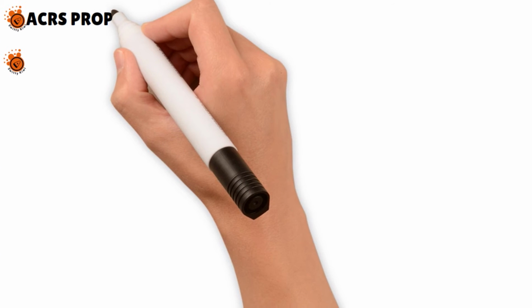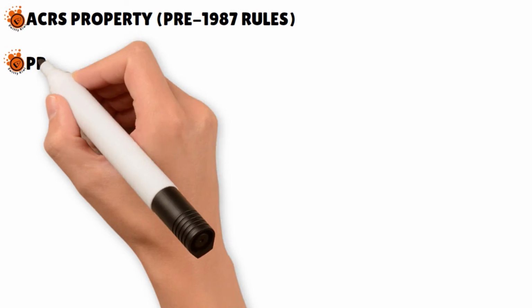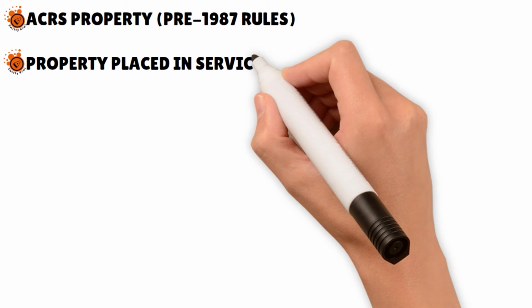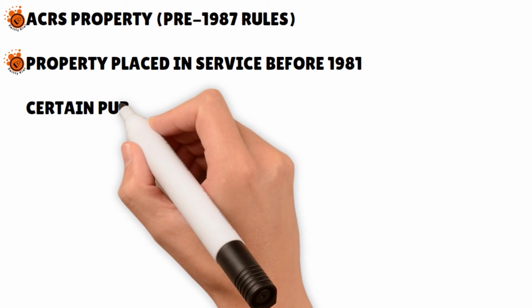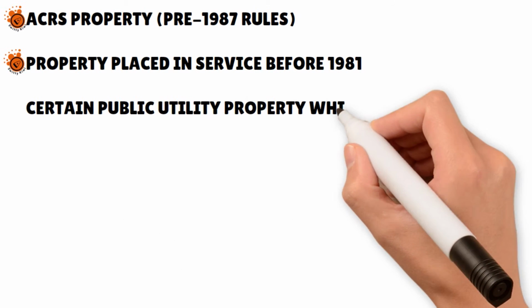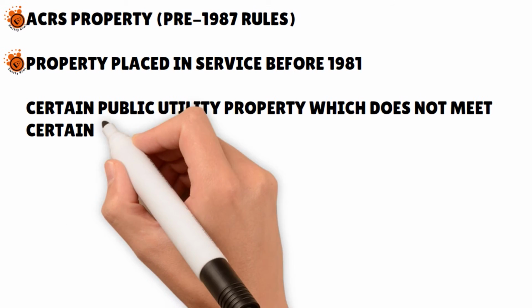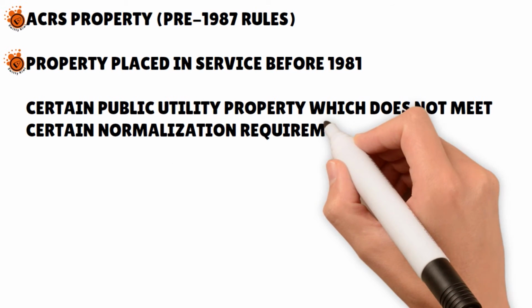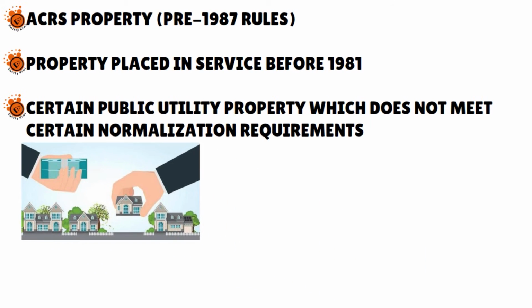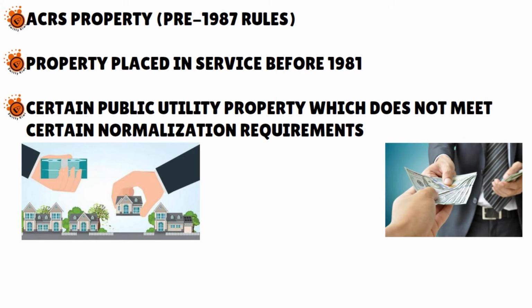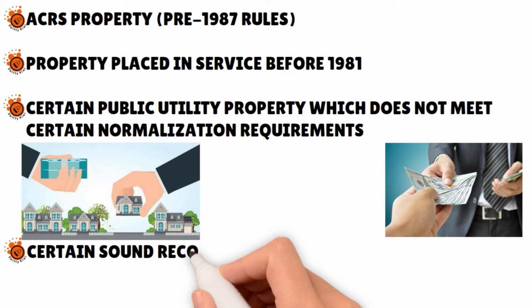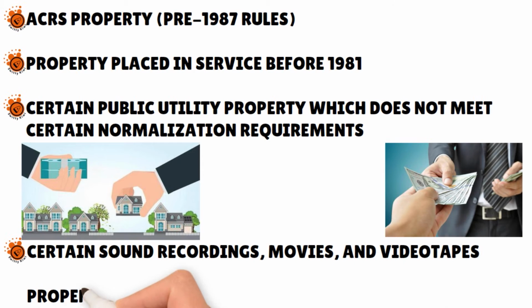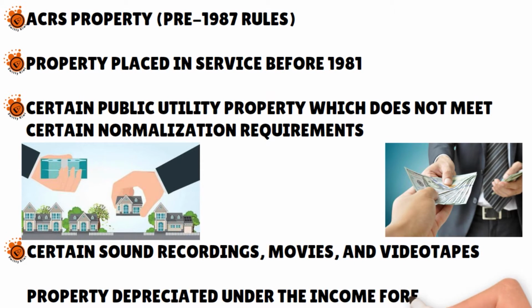So you have ACRS property. So this is the pre-1987 rules, right? Property placed in service before 1981. Certain public utility property which does not meet certain normalization requirements. Certain property acquired from related persons. Property acquired in certain non-recognition transactions. Certain sound recordings, movies, and videotapes, and property depreciated under the income forecast method.